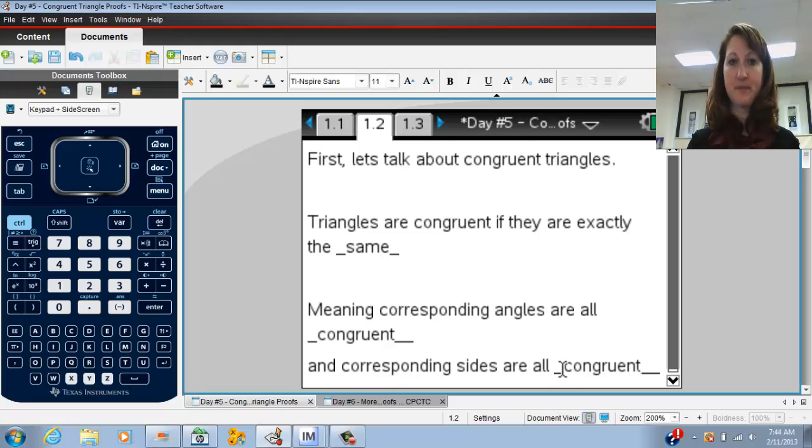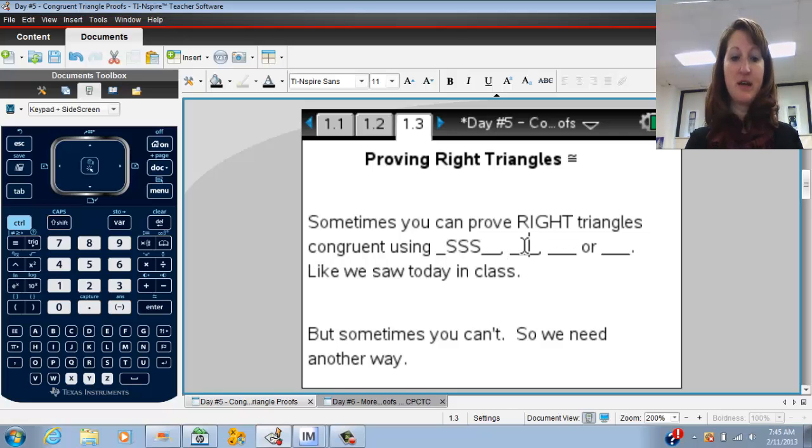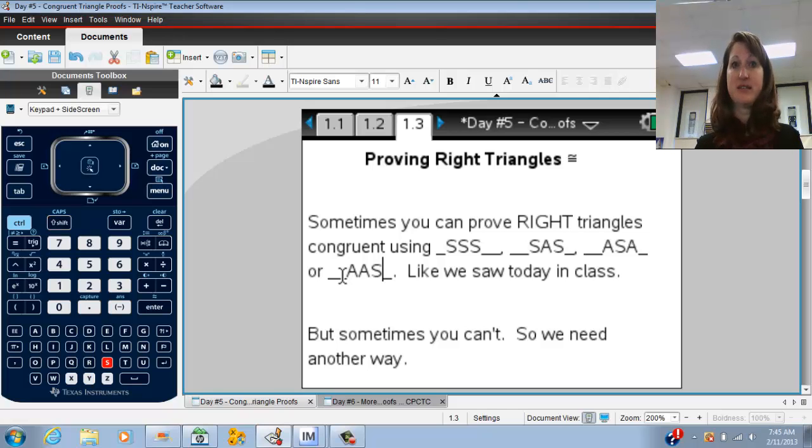are exactly the same. It says sometimes you can prove right triangles congruent using the methods that we talked about in class. Side, side, side, side, angle, side, or angle, angle, side. Okay, those are the ones that we saw in class today that actually will work all of the time and guarantee that our triangles are congruent. And sometimes you can prove right triangles congruent using one of those methods, but sometimes you cannot.